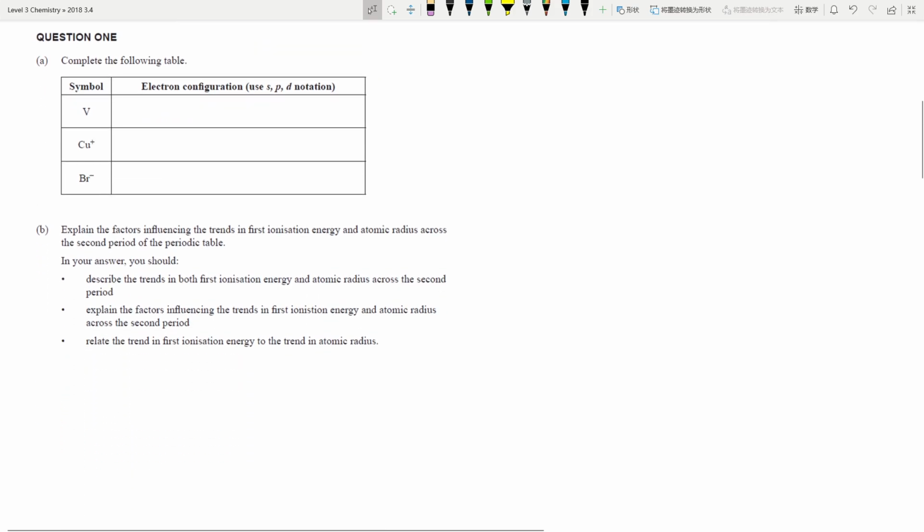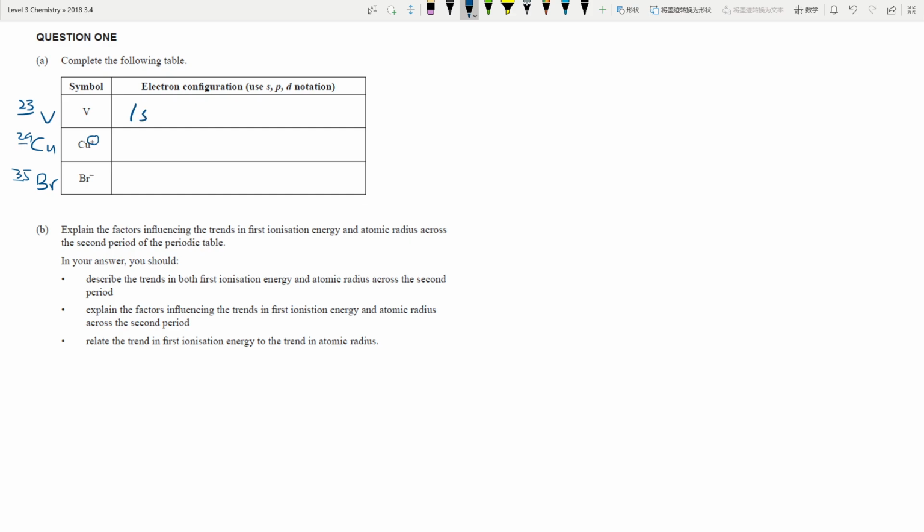Question 1 is a type of question looking at the electron configuration. The first thing I tend to do is look on the periodic table and figure out the atomic number for the elements. For vanadium it is 23, for copper it is 29, for bromine it is 35. Then arrange them, make sure they add up to the number of electrons, and be careful with these charges. Let's look at vanadium first.